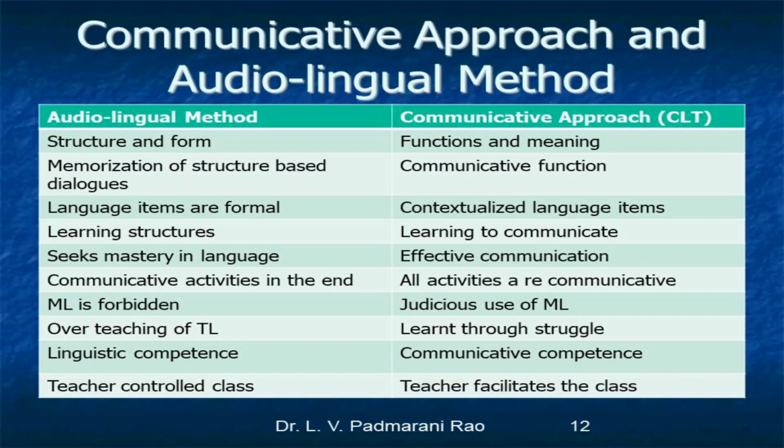The audiolingual method aims at achieving linguistic competence and accuracy, whereas communicative language teaching aims at achieving communicative competence and fluency. The teacher controls the learning in the audiolingual method, whereas in communicative language teaching, the teacher facilitates the learning and the learner learns to achieve communicative competence. This is the basic difference between the audiolingual method and the communicative approach.